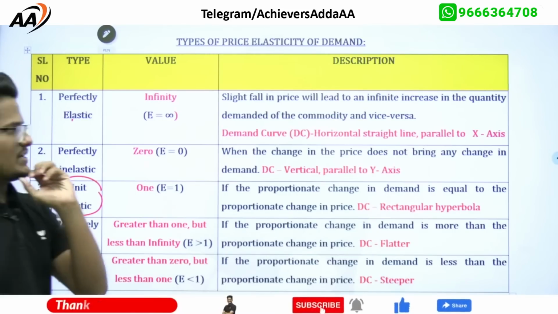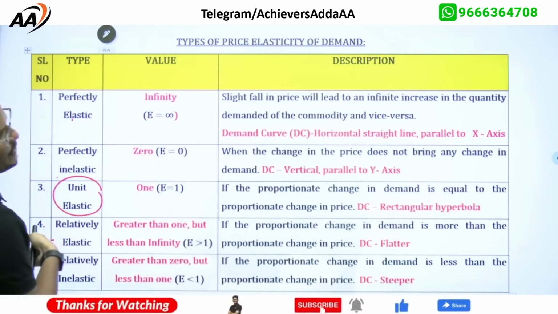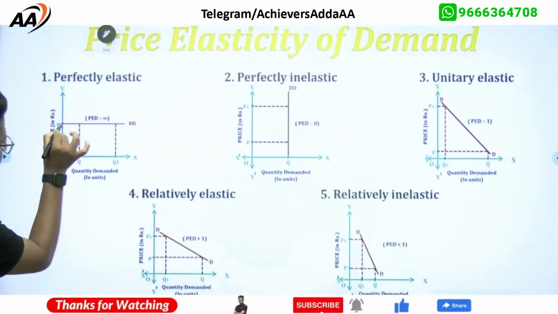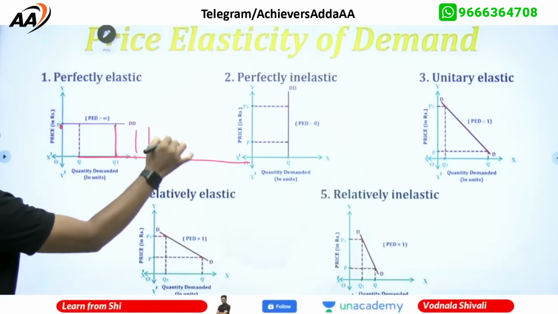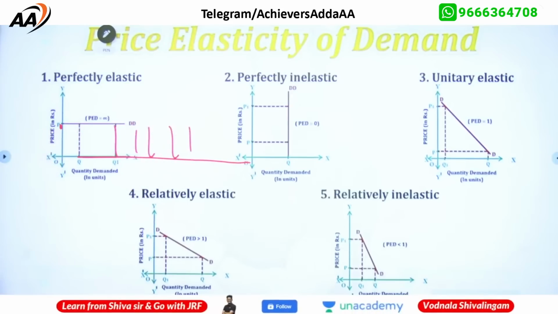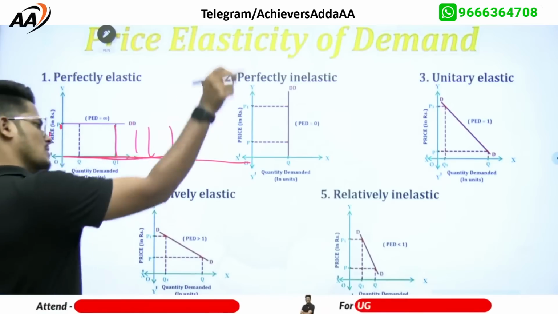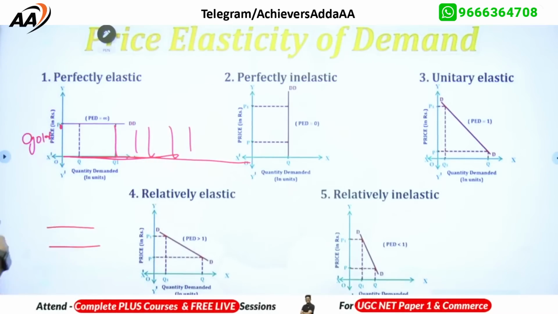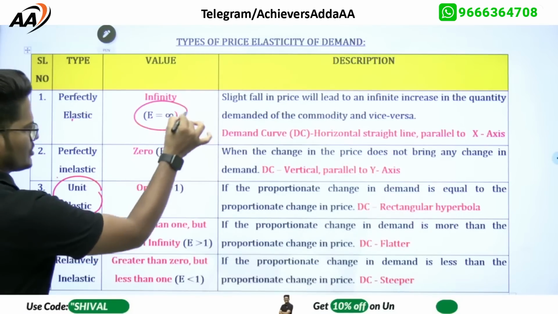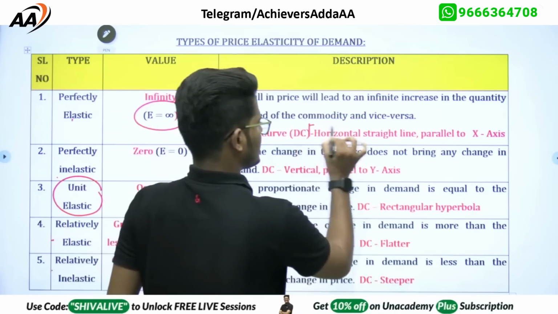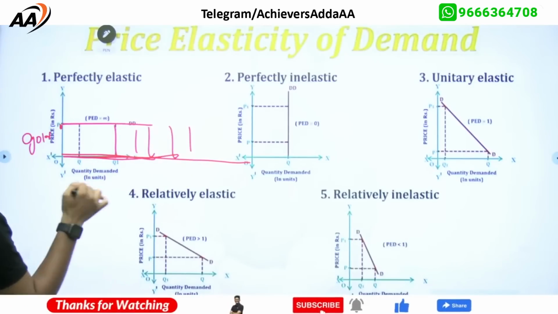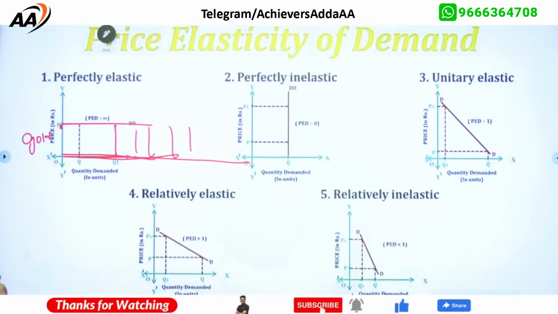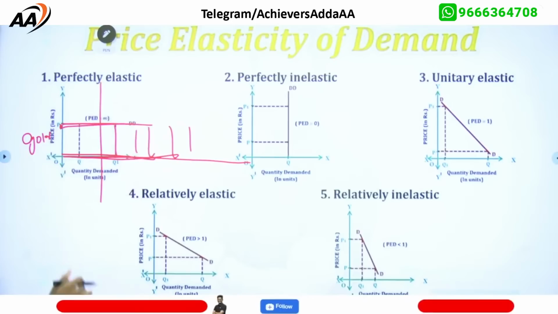Perfectly elastic is the situation where a small change in price leads to an infinite change in demand. Gold is the best example, where a small change in price will make demand go up like anything. That's infinity, where elasticity is equal to infinity. Here the demand curve is a horizontal straight line, parallel to the x-axis. This is horizontal in nature. This is vertical in nature, right?